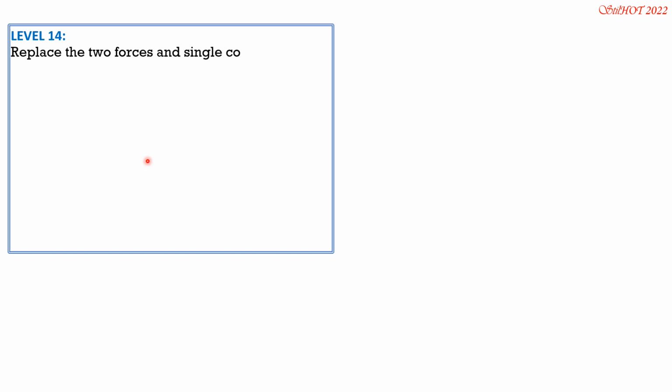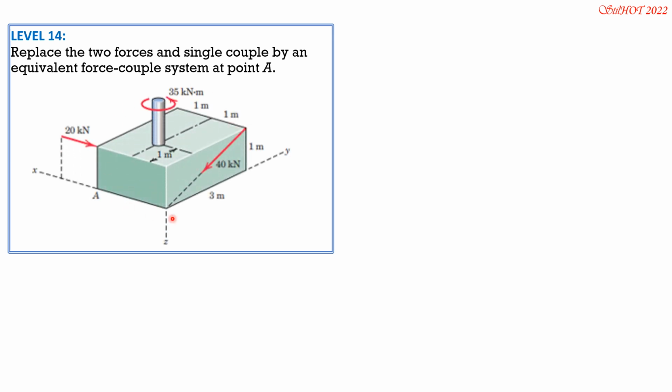Replace the two forces and single couple by an equivalent force couple system at point A. So here is the given figure. Let's apply the scalar approach here, not the vector approach, although we can answer them using the vector approach. The system is not so complicated. So let's resolve 40 kilonewtons into components along Y and along Z, because this force is on the YZ plane.